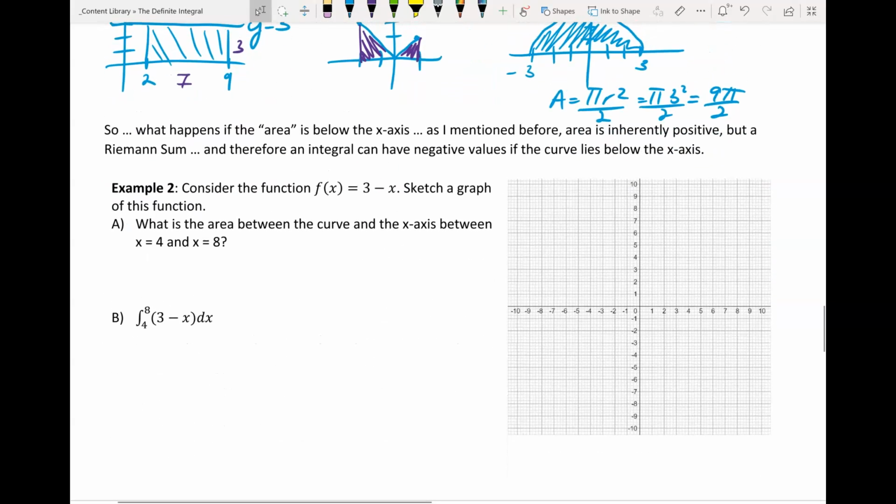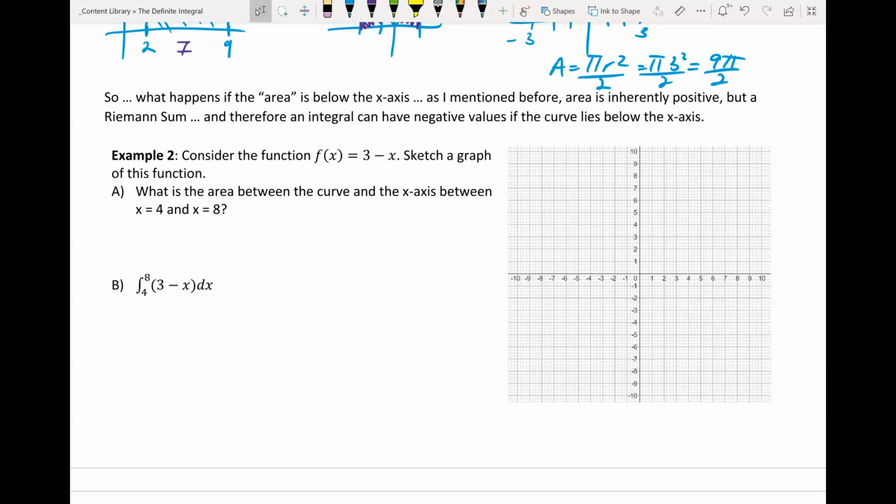So now you're thinking, okay, well, these are enclosed by the x-axis, but what happens if the area is below the x-axis? Area is usually positive, but in a Riemann sum, we can have negative values if the curve lies below the x-axis. So here's an example of that. We're going to sketch the line 3 minus x. Okay, so you have a y-intercept of 3, and then your slope after that is down 1 over 1.